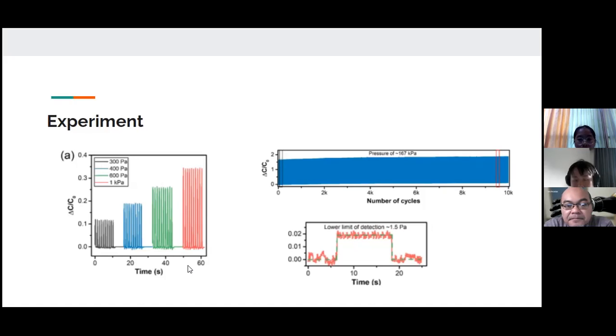And the graph on the bottom here is the experiment for the low limit of detection. If I'm not mistaken, they use a grain of rice which is 38 milligrams, and it produces 1.5 Pascal. And as we could see from the graph here, the signal could be clearly read. So it could also be used under very low pressure. Next.